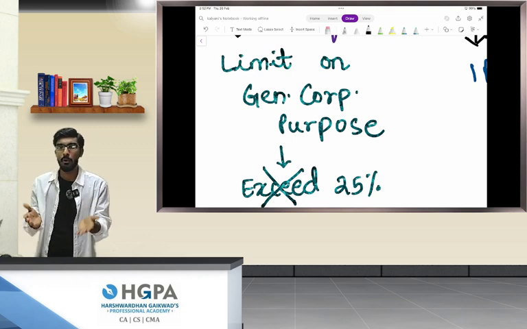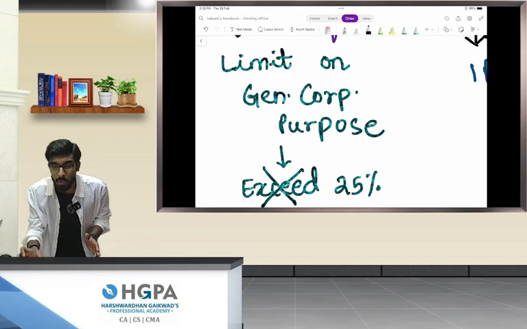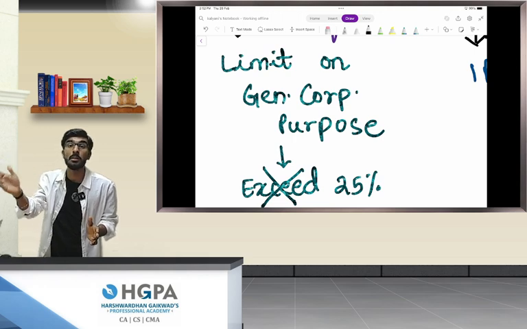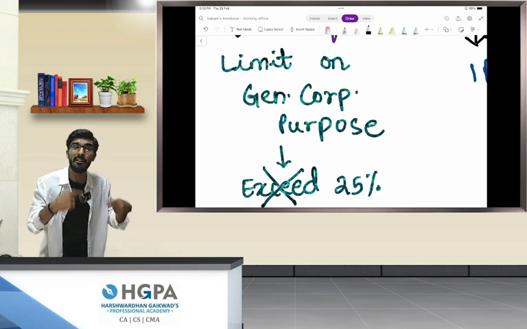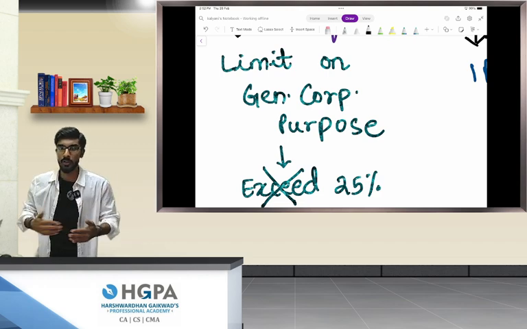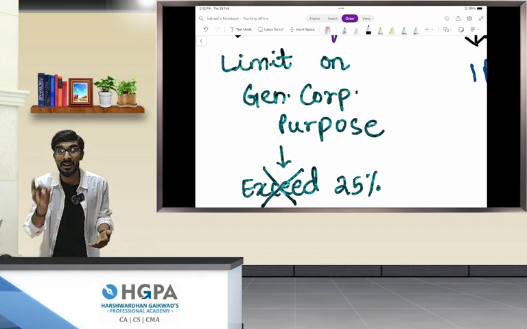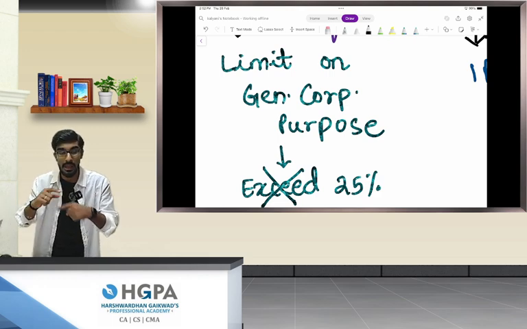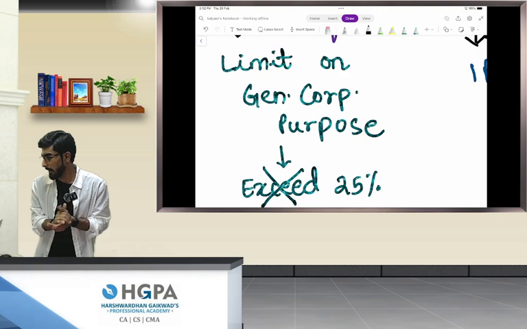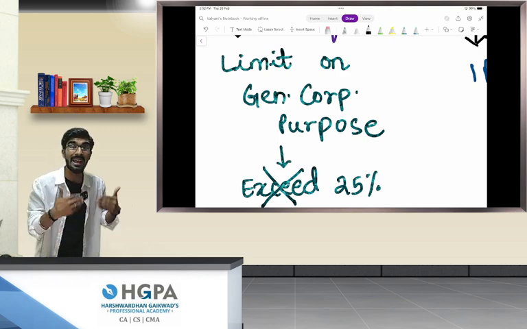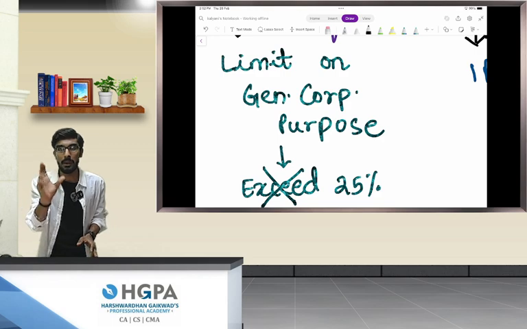So Sebi says if you are raising 1000 crores, you can allot maximum 250 crores for general corporate purposes, not more than that. The remaining 750 crores you have to use 100% for the activities that you have mentioned in the offer document. Clear? So if Lenskart is raising 1000 crores, not more than 250 crores can be utilized for general corporate purposes, administrative activities, day-to-day business operations, working capital requirements. Such types of expenses can be covered. The remaining 750 crores it has to use for expansion projects. Clear? So there is a limit on general corporate purpose, that is maximum 25%.